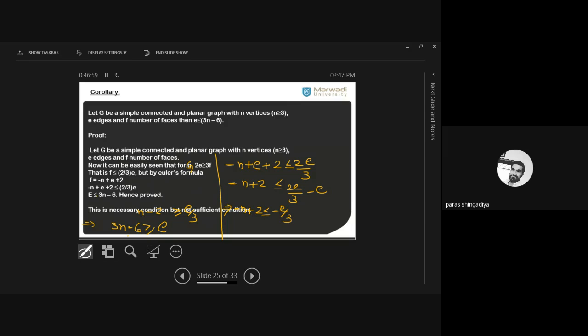And here the converse is a necessary condition but not a sufficient condition. Okay, it is a necessary condition but it does not work for all such graphs. So it is only a necessary condition but not a sufficient condition. Okay, is it clear? Any confusion?